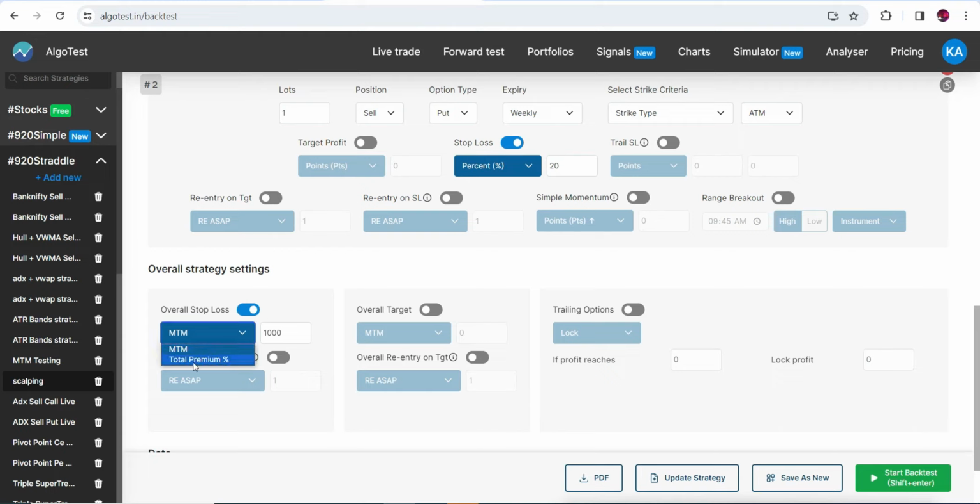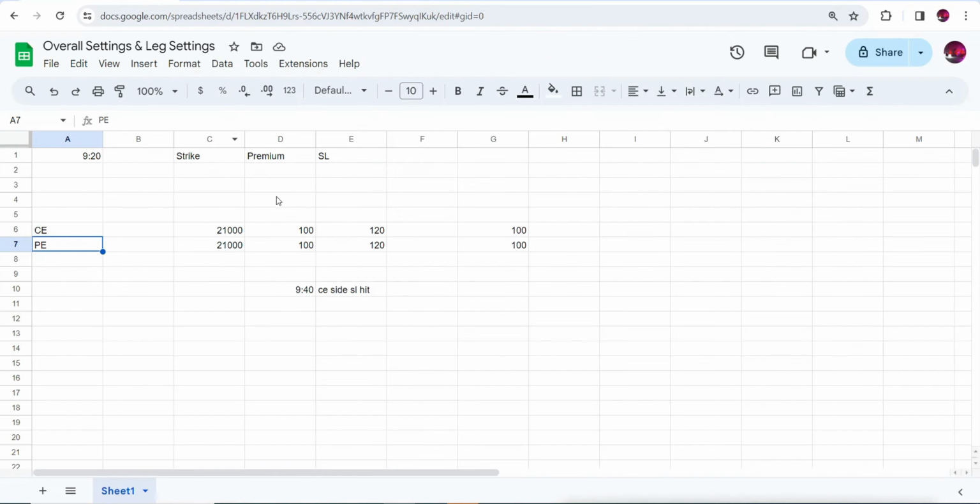Now the second option we have is total premium percentage. Total premium percentage means we can select our overall stop loss in terms of premium percentage. Assume I enter 10%. What does it mean? Assume we have sold call and put side at 100 and we have defined overall stop loss as 10%. Now what 10% means is it will calculate 10 percentage of all the legs.